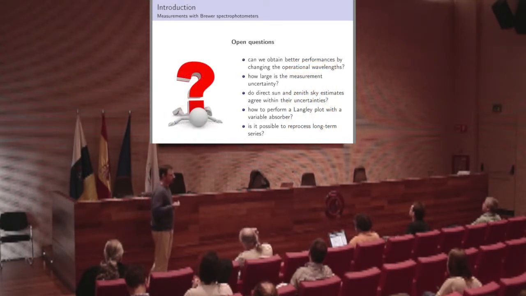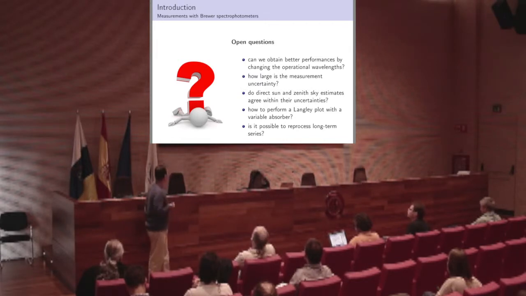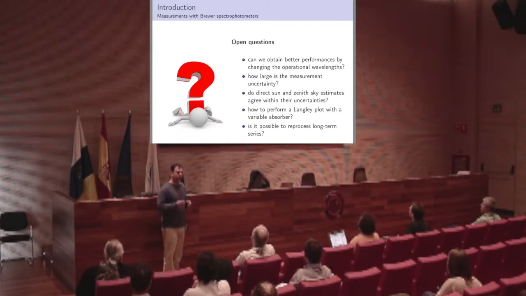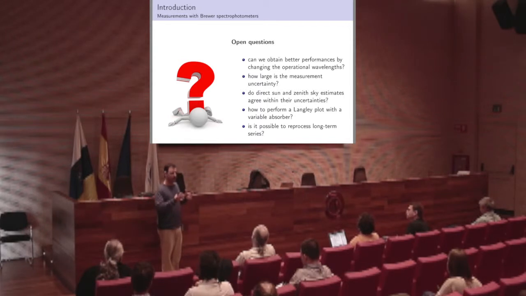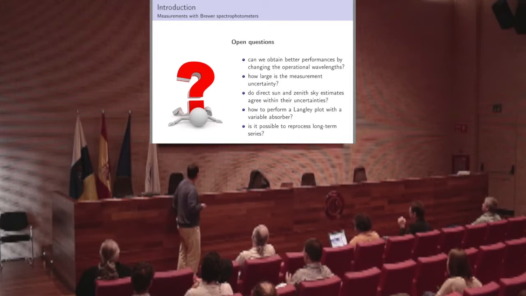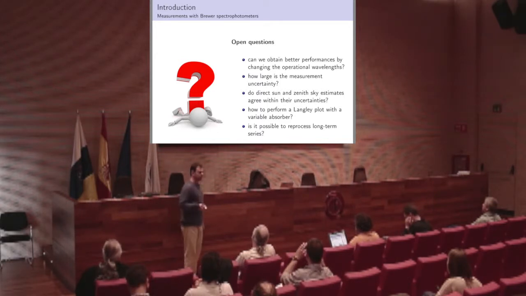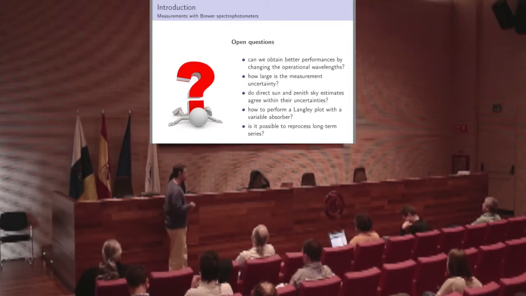But in addition to these problems, there are many open questions. For example, can we move the grating position, the standard wavelength position, and choose a different set of wavelengths, which is more effective, which is optimal for the retrieval? And how large is the measurement uncertainty in nitrogen dioxide measurement? I think this is also a question for ozone measurements.